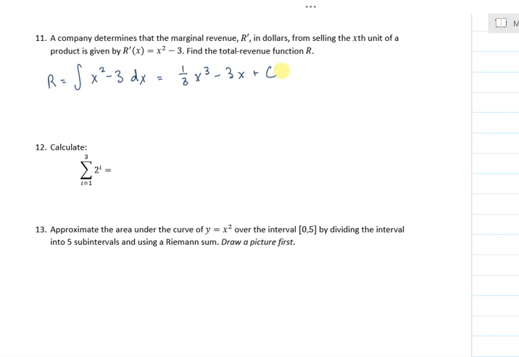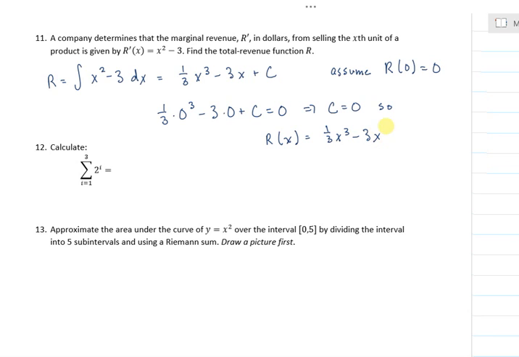But I want the actual function. Plus c doesn't tell me a function, it tells me a whole class of functions. I'm going to assume that r of 0 equals 0. I'm going to plug in this initial value of 0 because I'm going to say, if I'm not selling anything, I'm probably not making any money. That makes sense to me. So that tells me that 1/3 times 0 cubed minus 3 times 0 plus c equals 0. That tells me that c is 0. So overall my revenue function is like this: 1/3 x cubed minus 3x. I'm not going to write plus 0 because that's silly. There we go.